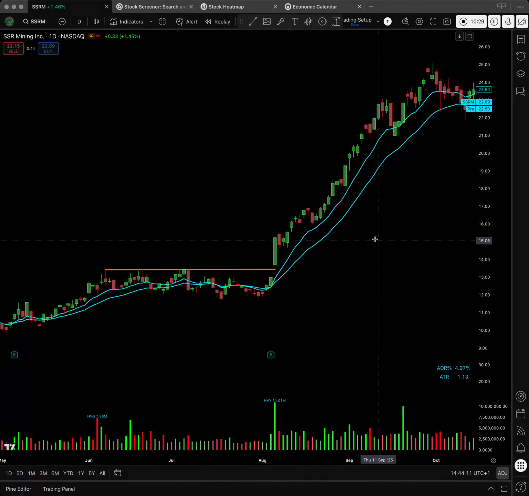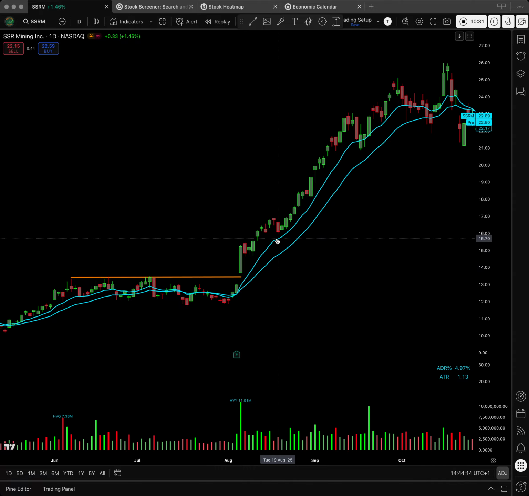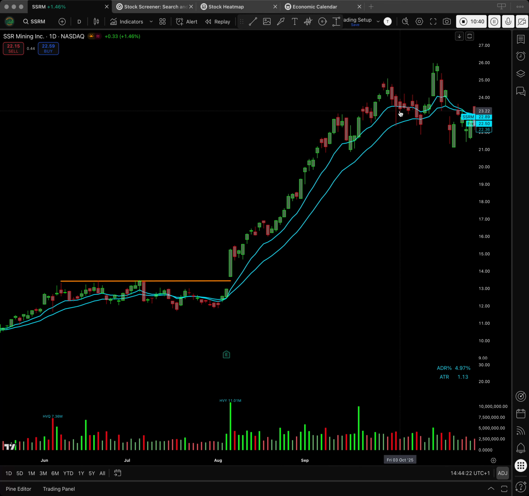I can't stress this enough, how important this is. Look at how it trends. It's literally surfing the 10 day, guys. Look at it. And then it starts closing below the 10 day here. And it doesn't close below it here. Look how it recuperates.